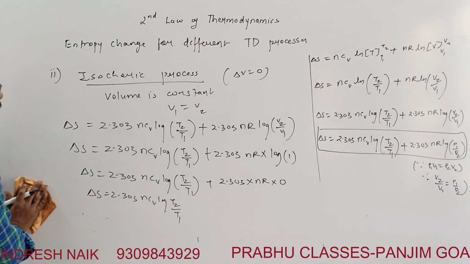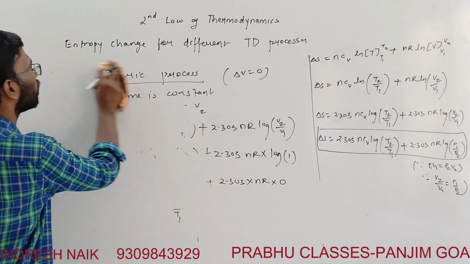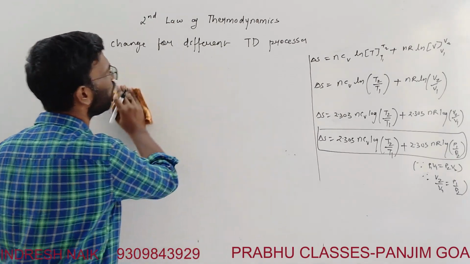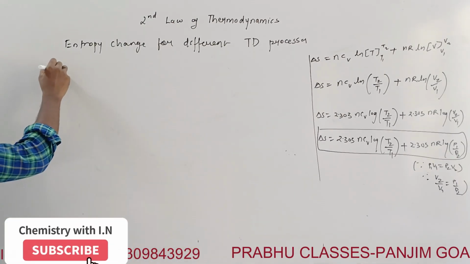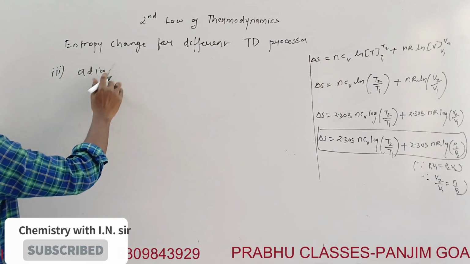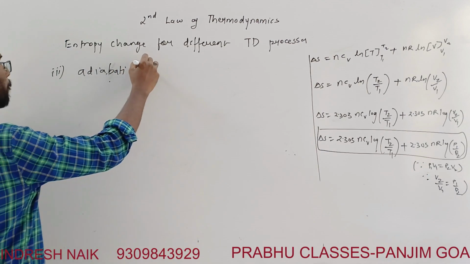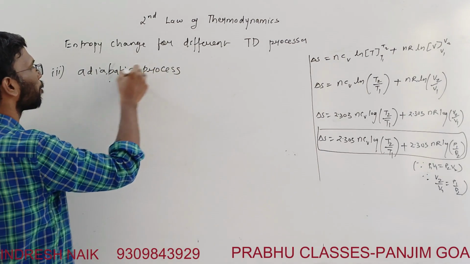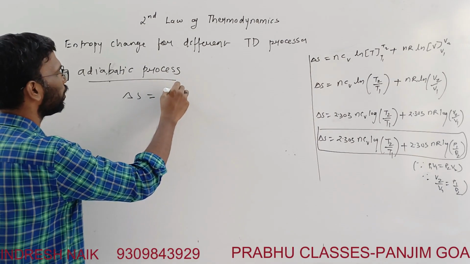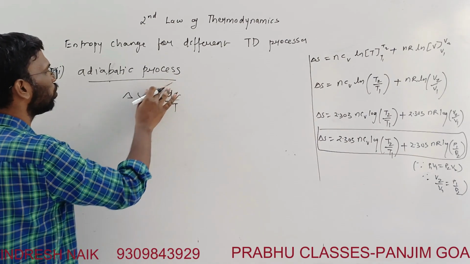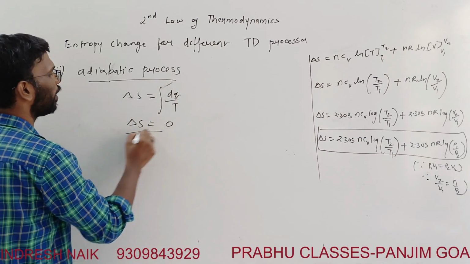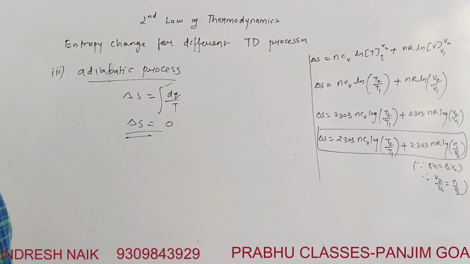Next, for the adiabatic process, we know that delta S total will be equal to 0, as discussed earlier. For the adiabatic process, delta S started with dq by T, no? This itself is 0. So the integral we started with is itself 0. So delta S for the adiabatic process is 0.